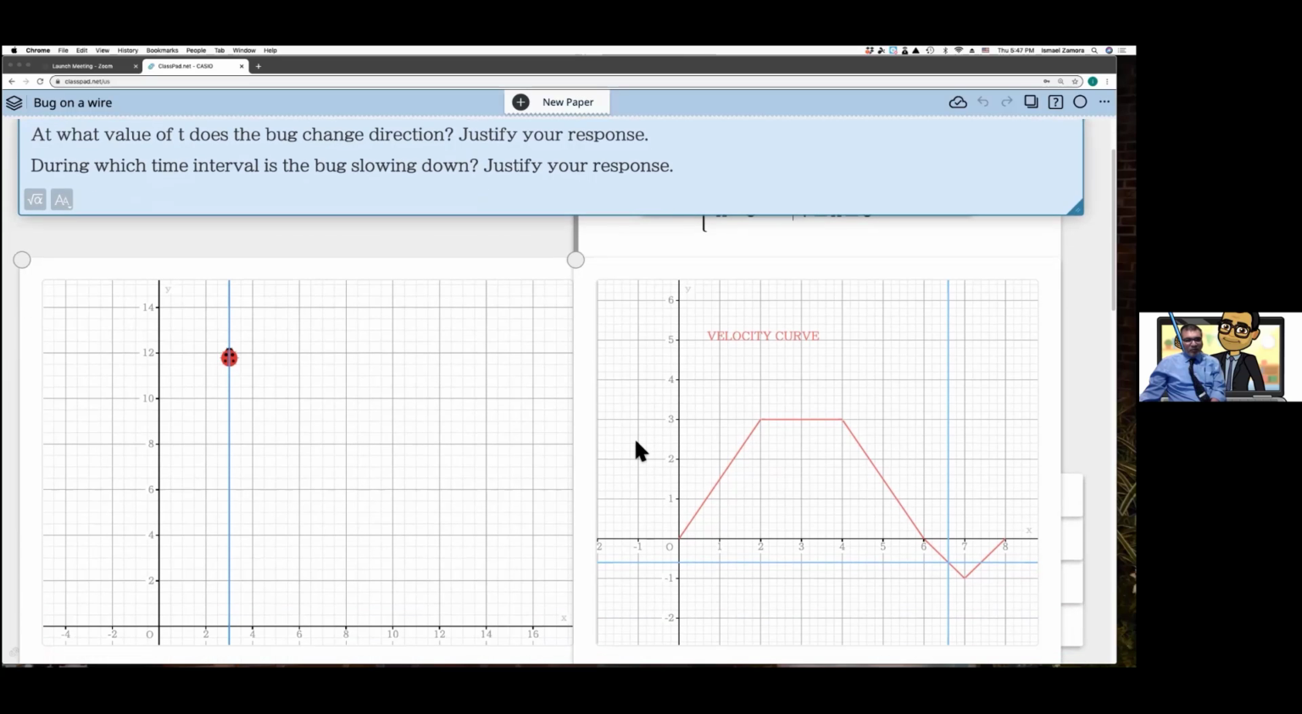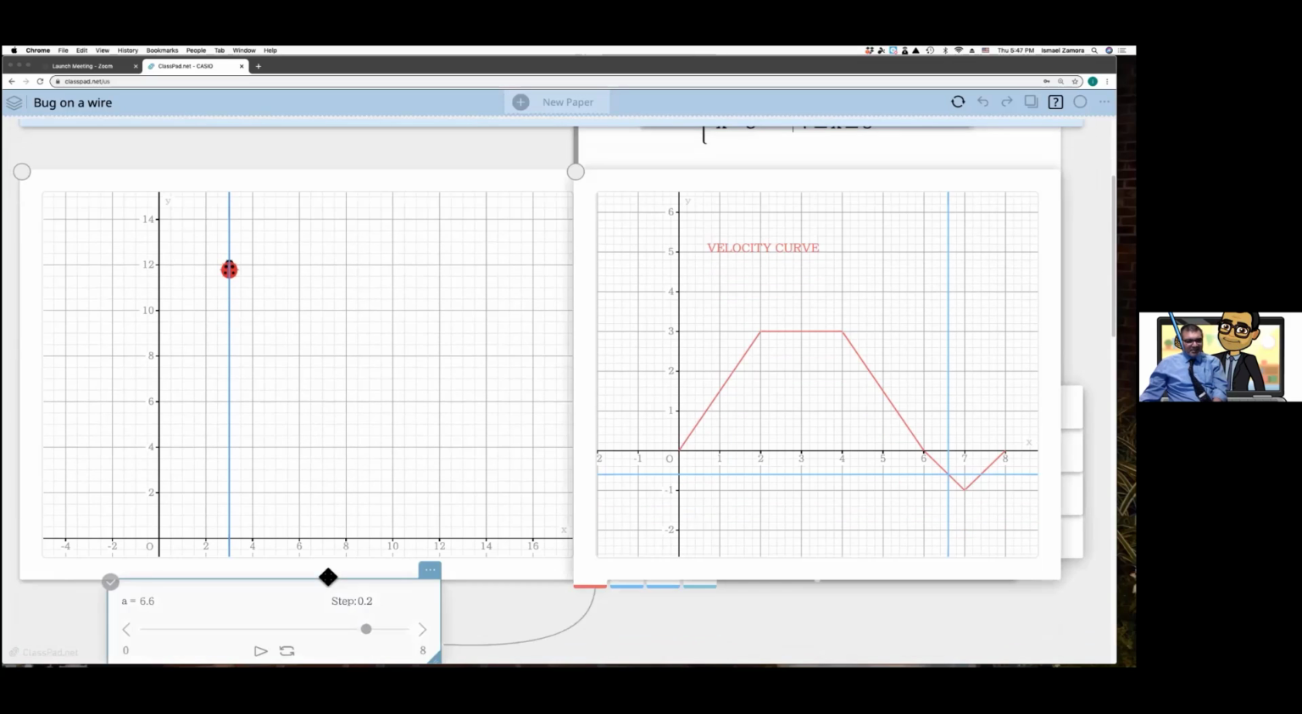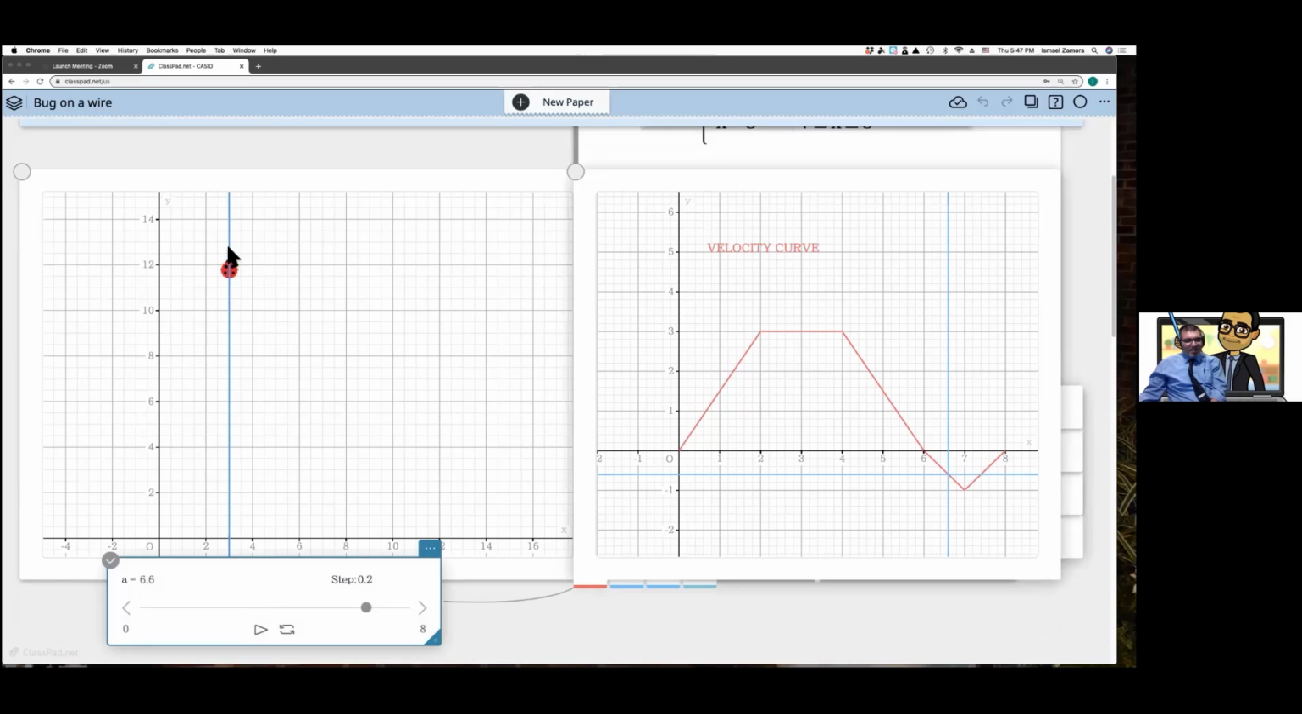So why not put a bug on a wire? What bug is less harmful than a ladybug? Who doesn't love a ladybug? I think everybody does, unless, in Illinois, we have these that smell like tomatoes. I don't know if anybody else does. It's really strange.